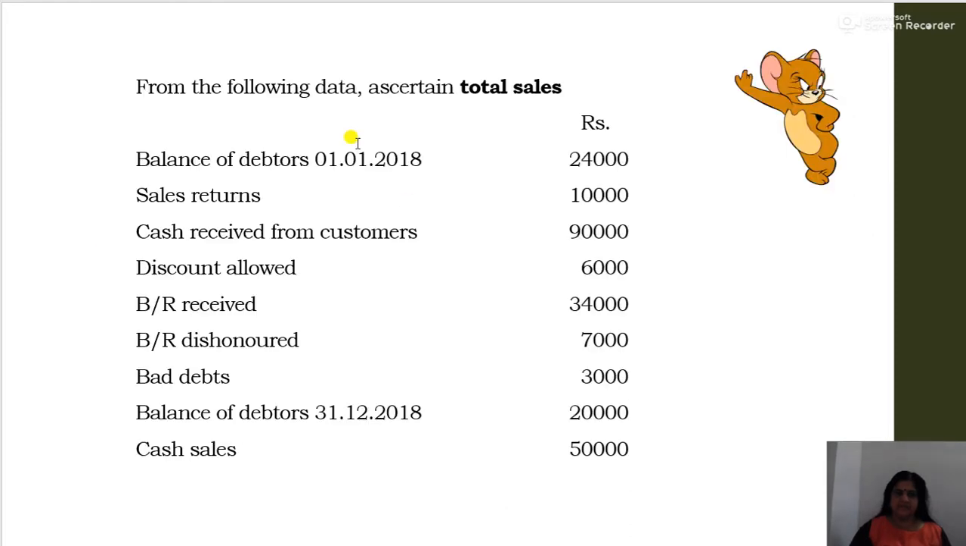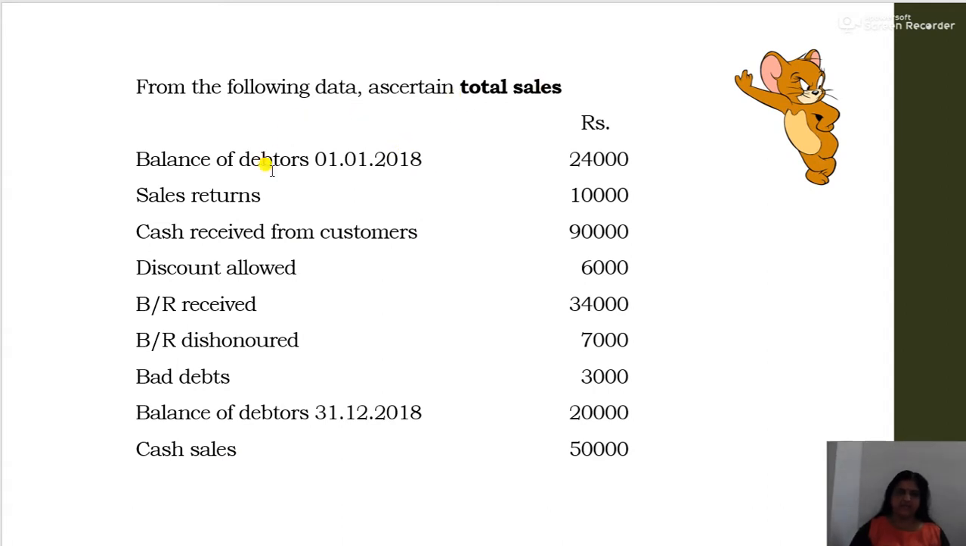So this is the first question: from the following data, ascertain total sales. From this information, you have to prepare the total debtors account for the purpose of knowing the credit sales, and here the cash sales is given, then total sales is equal to cash sales plus credit sales. Using all this information, you have to compute total sales.